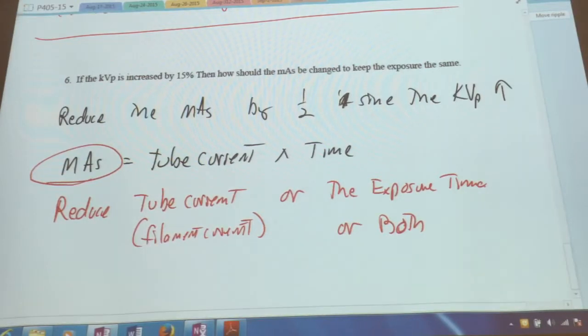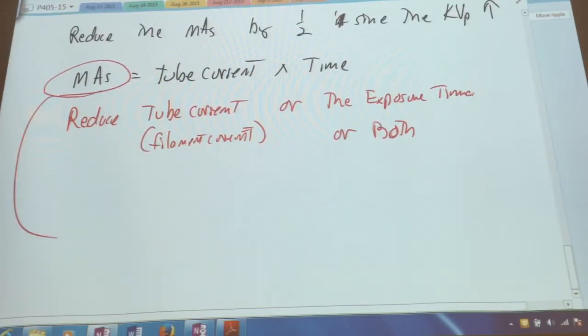Is it clear what MAS is referring to? Okay, it's really tube current times time. Number of electrons on target, right? Think of it as number of electrons on target.